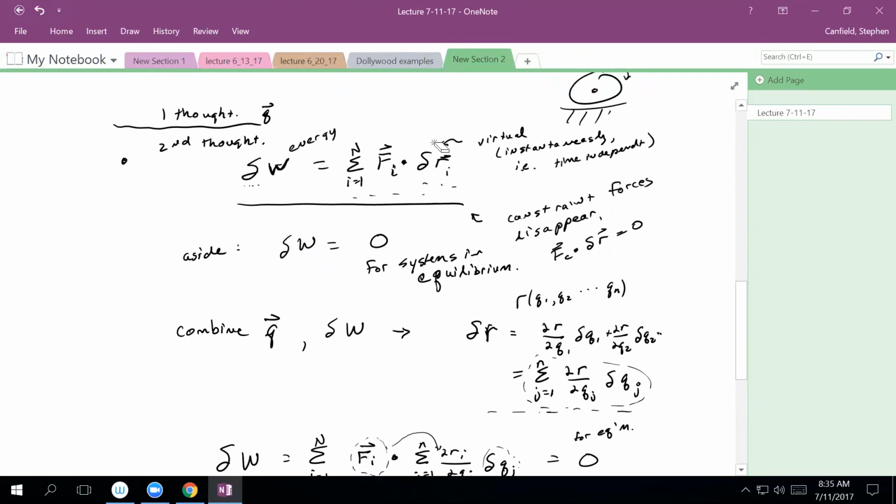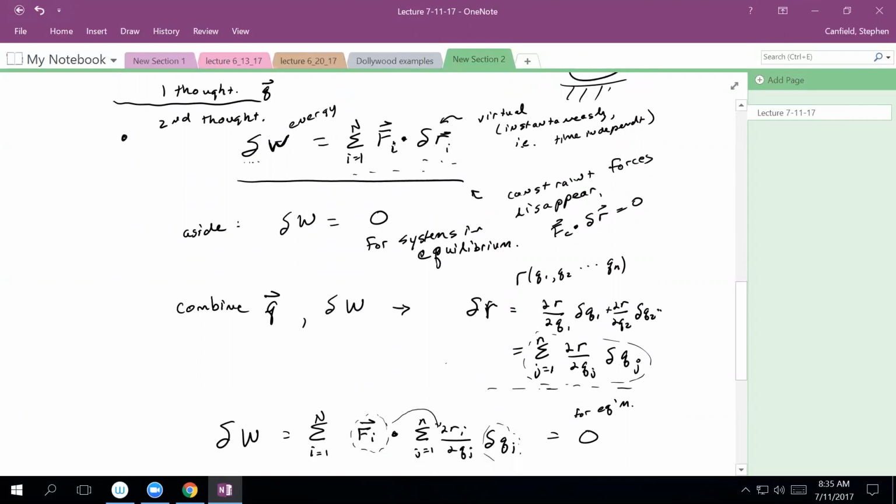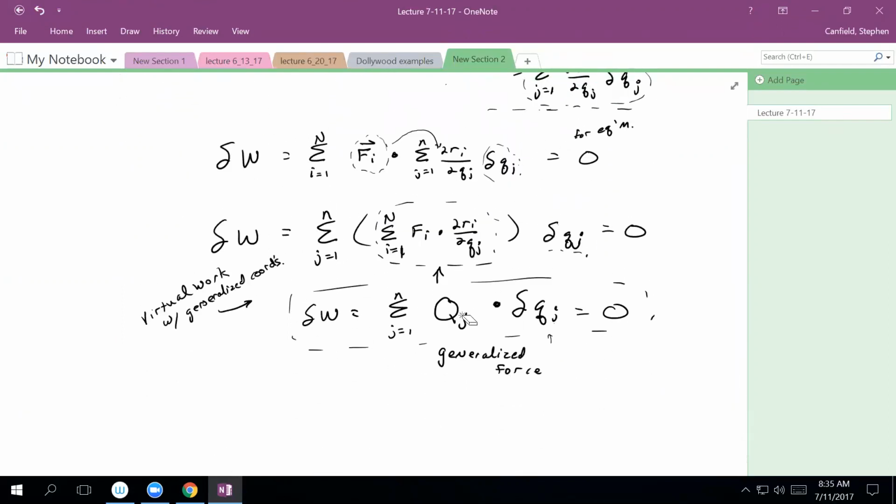It was a vector force and then a vector displacement. See the vector signs? Down here, we've written it in terms of a generalized force, but it's not a vector, right? This thing's not a vector. It's the result of a dot product, the scalar product. We call it a scalar product. So that's a scalar. And that scalar is dotted with another thing, and that's also not a vector. That's a scalar. That's one of the components of my generalized force, okay? Or excuse me, my generalized coordinates.